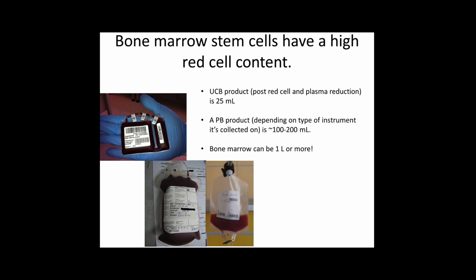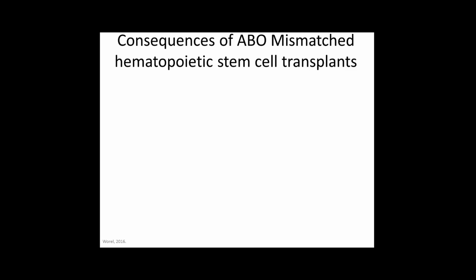So here we have an example of a cord blood product. This is about 25 mLs. This is post-plasma and red cell reduction, but you can still see that the product is much smaller as opposed to a bone marrow product, which is about a liter or more. And then this is a peripheral blood stem cell product, which is about 100 to 200 mLs, depending on the type of instrument it's collected on. This picture doesn't really show it, but we all know that bone marrow products are a lot bloodier. They have a higher content of red cells.